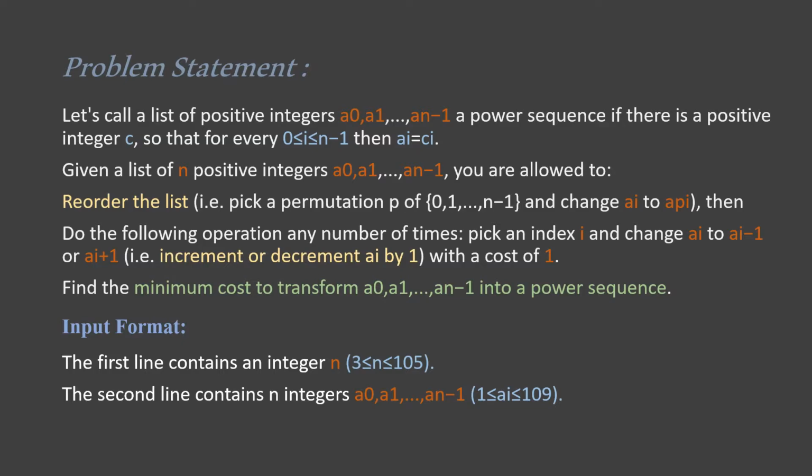A power sequence means that every element must be equal to some value c raised to the index of that element. Example is 1, 2, 4, 8 and 16. Another example is 1, 3, 9 and 27. The input is number of elements and the array of n elements. Let's look at a sample case.